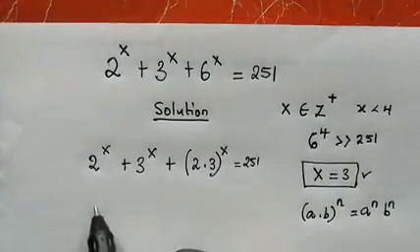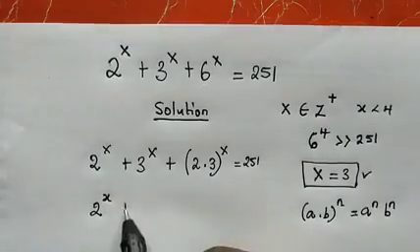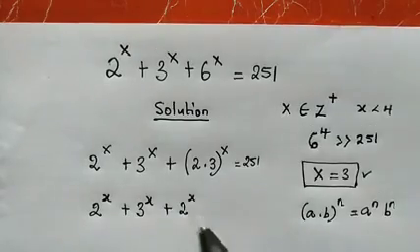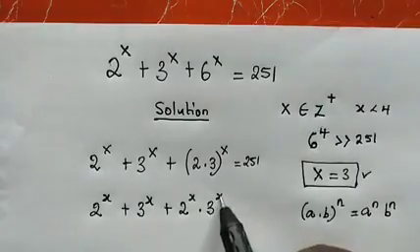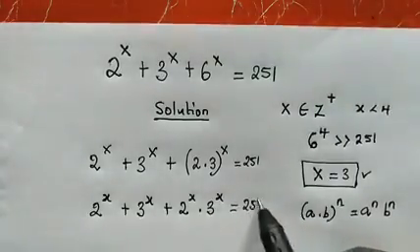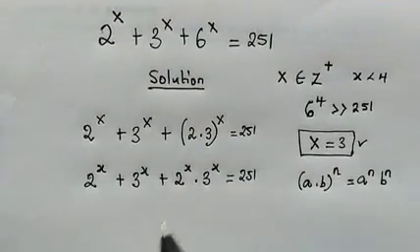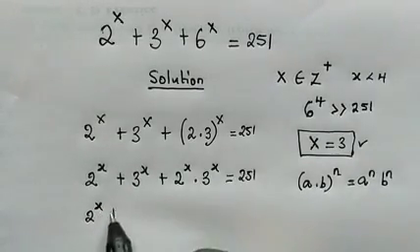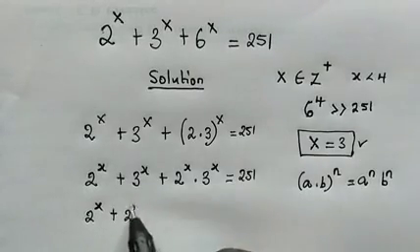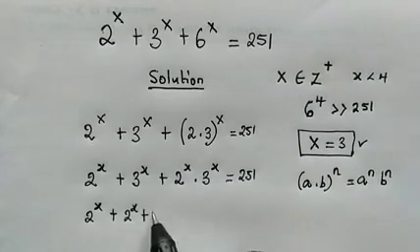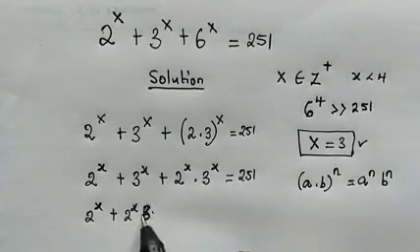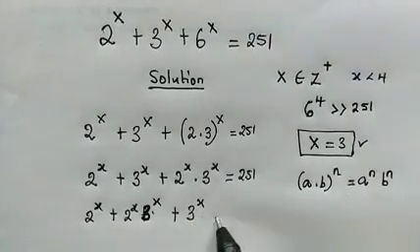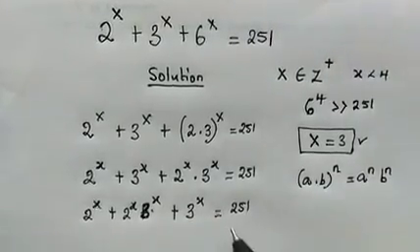So from here, we have 2 to the power of x plus 3 to the power of x plus 2 to the power of x multiplied by 3 to the power of x. This is equal to 251. From here, let's rewrite as follows. This is going to be 2 to the power of x, multiplied by 3 to the power of x, then plus 3 to the power of x. This is equal to 251.